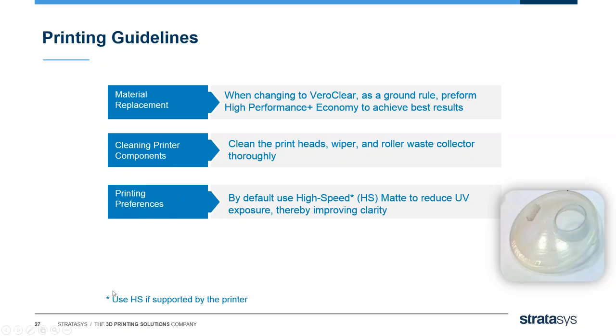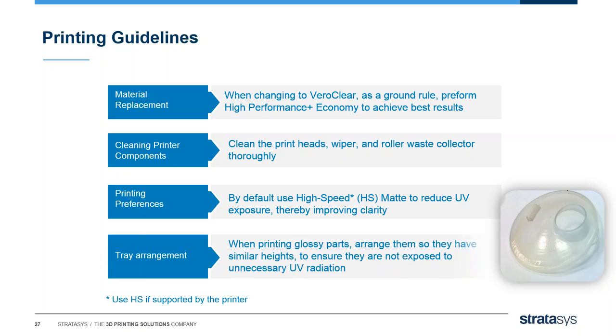Printing preferences. By default, it's high speed and matte to reduce the UV exposure during the print time. But if you have highly detailed, very small and tiny parts, of course it's recommended to print in high quality. And of course you can print also in glossy mode if matte mode doesn't help you here. But you have to be aware, printing in glossy mode makes your parts a little bit more yellow tinted. But after a bleaching process, this yellow coloring disappears, and you have a wonderful result in your Vero Clear printed parts.